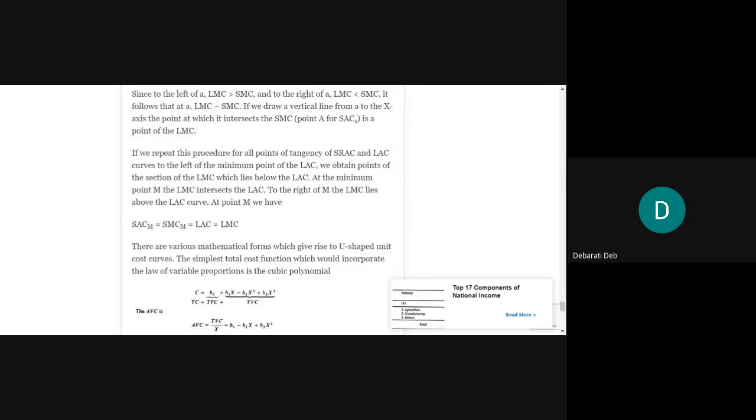If we repeat this procedure for all the points of tangency of short run average cost and long run average cost curves to the left of the minimum point of the LAC, we obtain points of intersection of the LMC which lies below the LAC.